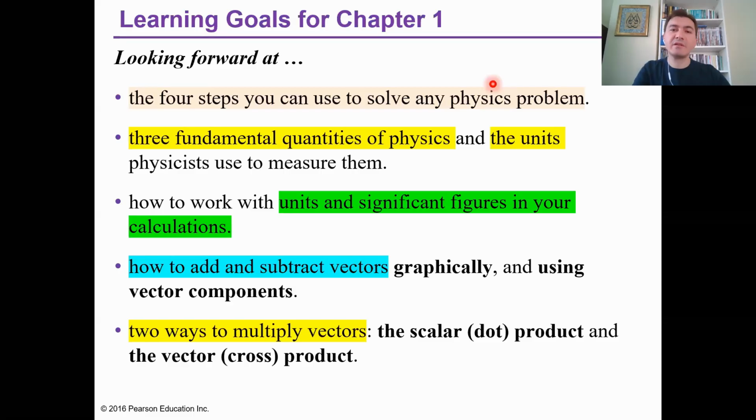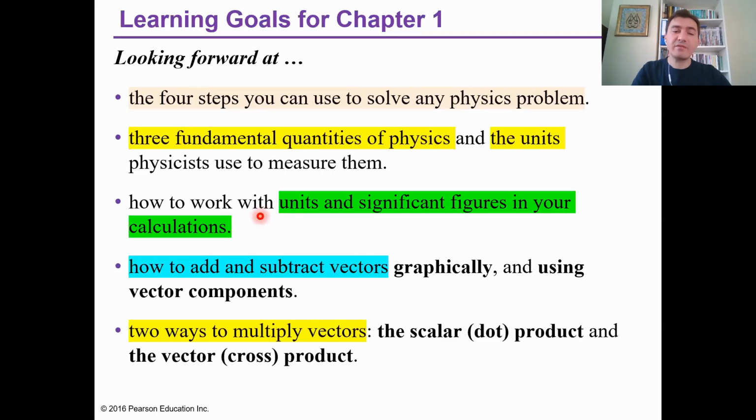And also we will learn the 4 steps in order to solve any physics problem. This is very important. If you follow that 4 steps, it will be very easy for you to solve the physics problem. And then we will see 3 fundamental quantities of physics. We will discuss the units we use to measure these fundamental quantities.